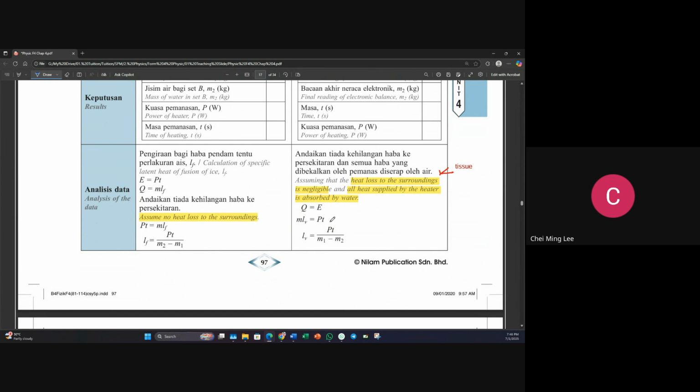So by using the formula, Q equals to E, also the same thing. We rearrange m l_v equals to Pt, l_v equals to Pt over (m1 minus m2). Why m1 minus m2? Because after boiling, the final one is normally smaller, right? So we use the big one minus the small one. Can you understand? So just now this. You sure you understand? Yes, but don't know.